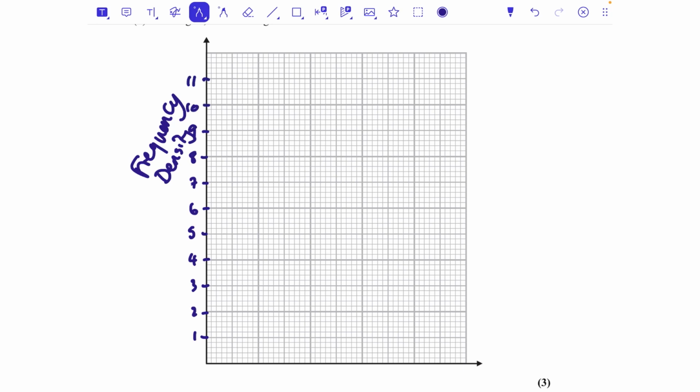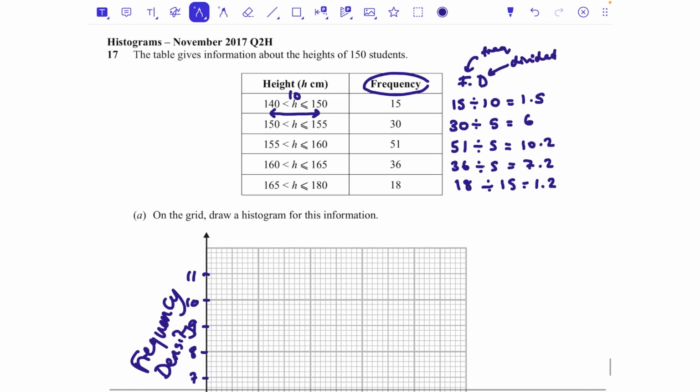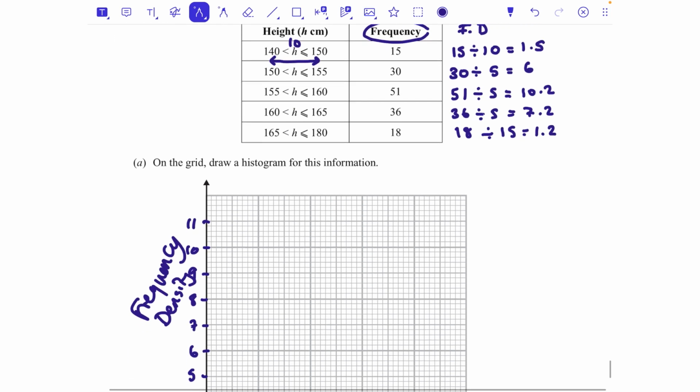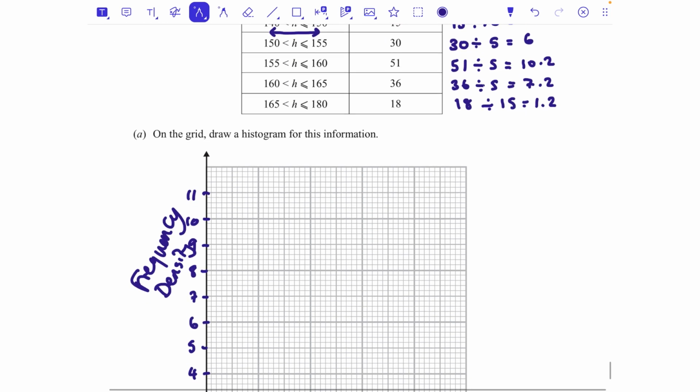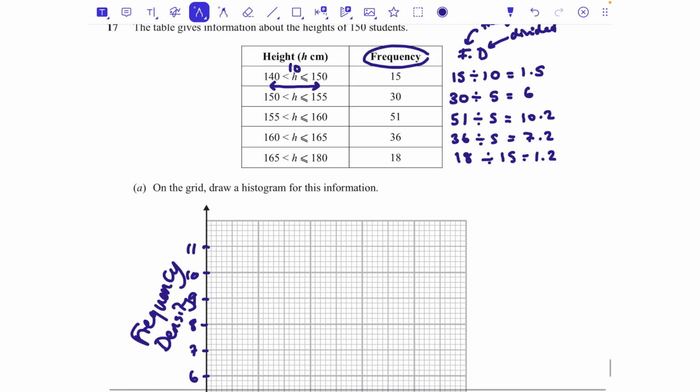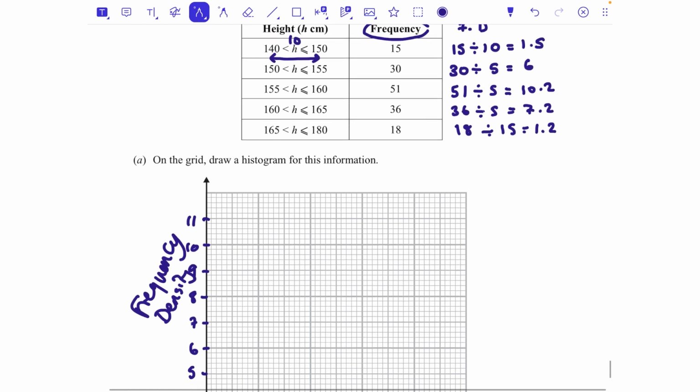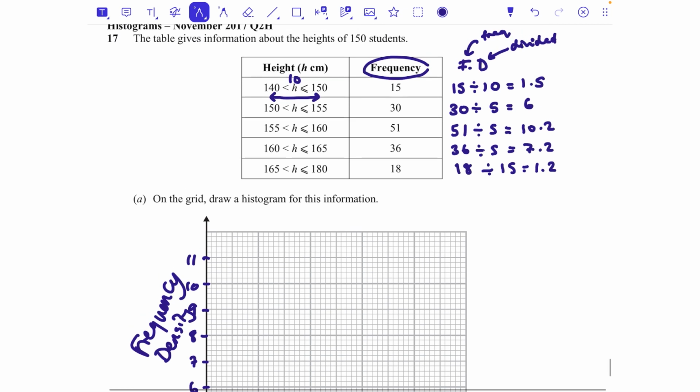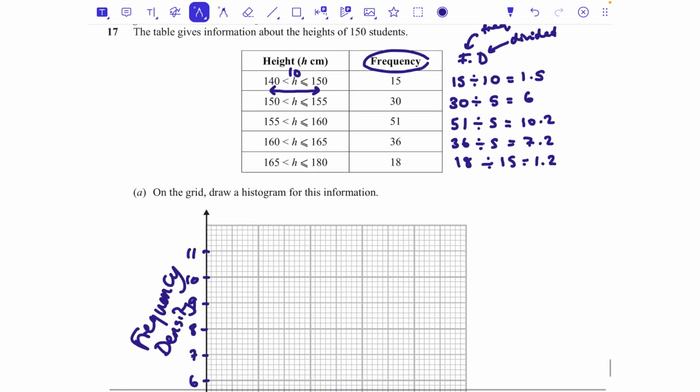There we go. So they've given us enough room to do that, which is perfect, and go up in one square. Don't go up in odd things. You don't really want to be going up in 0.3s or anything like that. Keep it as simple as you can. Go up in 1s or go up in 2s or go up in 10s, something nice and straightforward, or 5s if you have to. There we go. So I'm plotting those values.